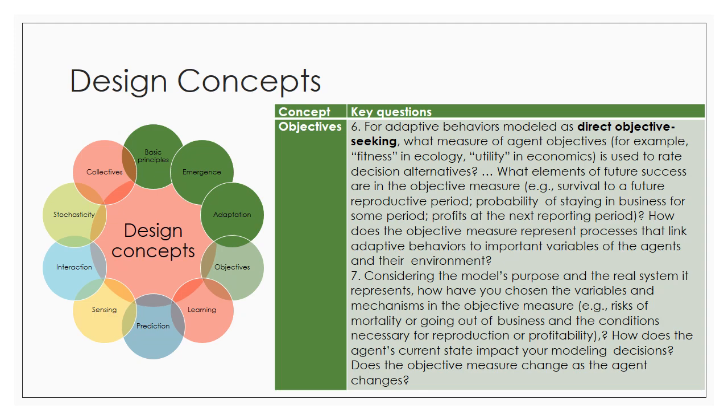Then also, considering the model's purpose and the real system that it represents, how have you chosen the variables and mechanisms in the objective measure? And how does the agent's current state impact your modeling decisions? Does the objective measure that you have used for a successful decision change as the agent changes?